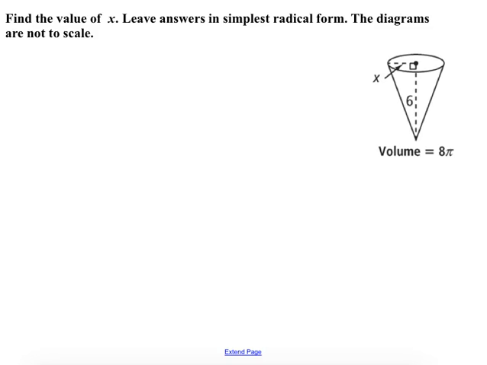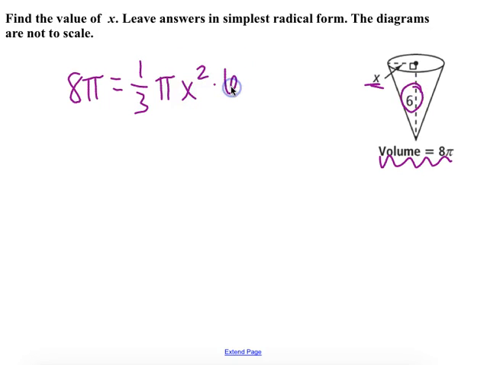Now on this next example, find the value of x, leave your answer in the simplest radical form. So this time, they are giving us what the volume equals. So this time I'm going to write 8 pi equals, I know it's 1/3, it's a cone, base area is a circle, so pi, what's my r? x squared times your height, 6.